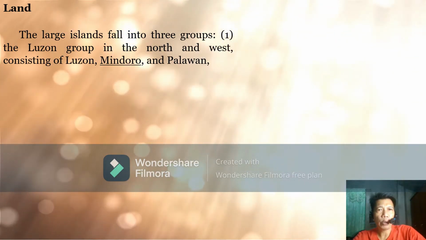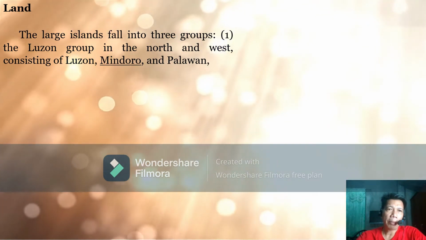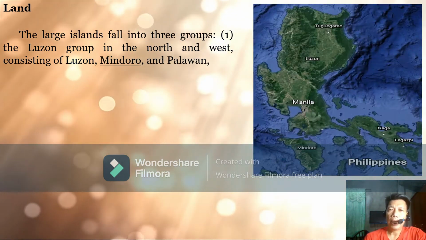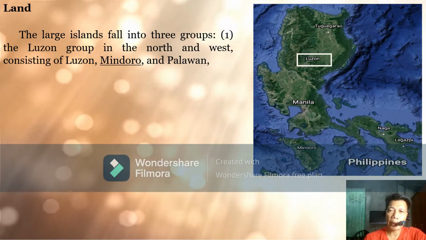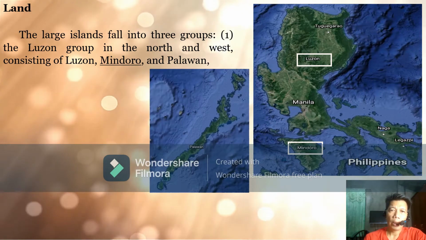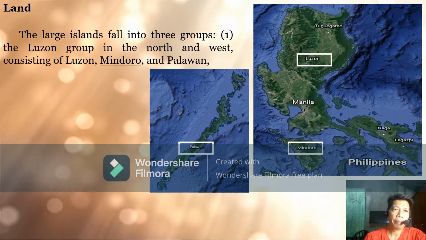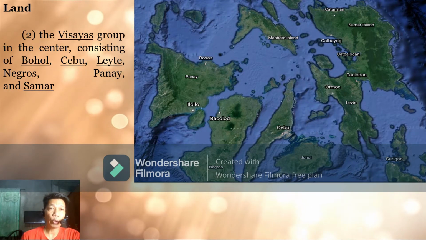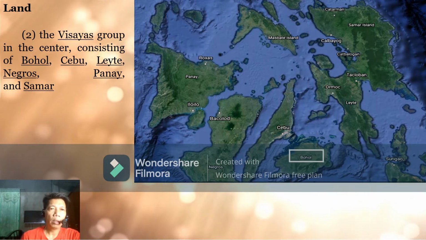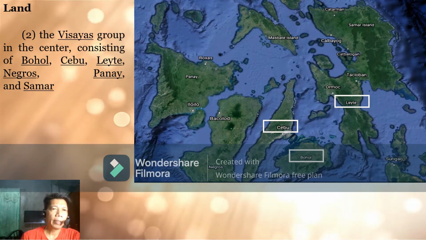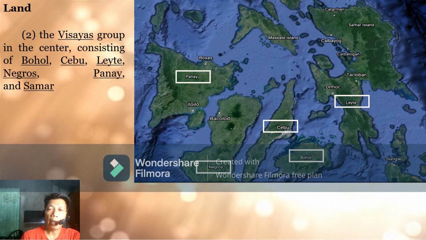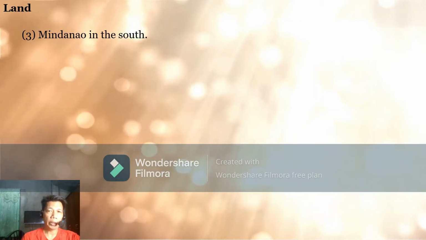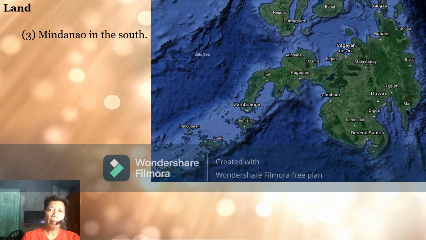The large islands fall into 3 groups, basically named Luzon, Visayas, and Mindanao. So here is the first, the Luzon group of islands, where we can find the islands of, of course, Luzon, which is the biggest. Then we also have the island of Mindoro and the island of Palawan. The second group of islands is located in the Visayan region. The Visayas group in the center consists of the islands of Bohol, Cebu, Leyte, Negros, Panay, and Samar. And the third group, which is actually considered the second biggest island in the Philippines, is Mindanao in the south.